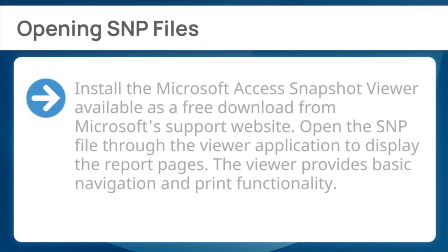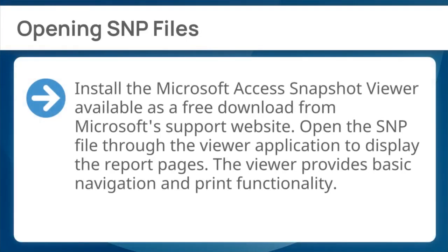First, opening SNP files. Install the Microsoft Access Snapshot Viewer, available as a free download from Microsoft's support website. Open the SNP file through the Viewer application to display the report pages. The Viewer provides basic navigation and print functionality.